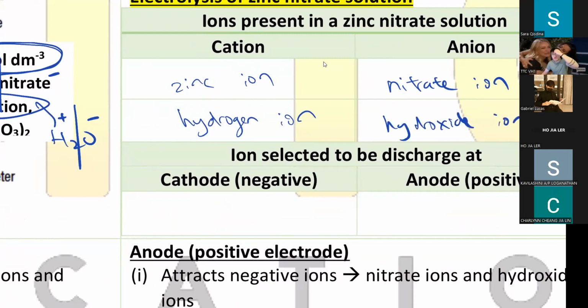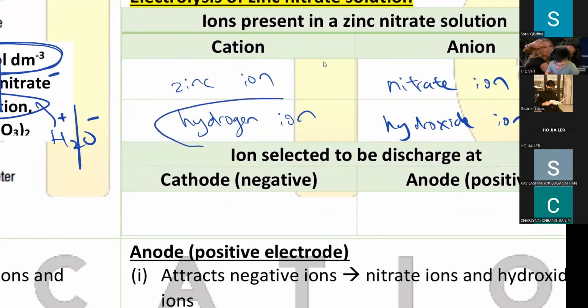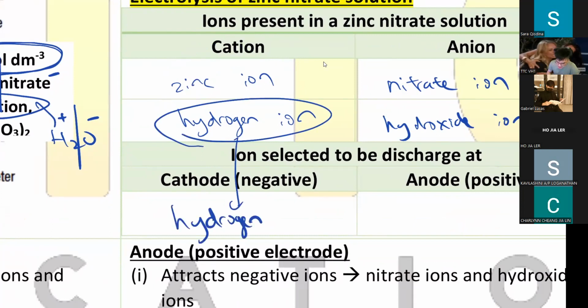Okay, so now guys, who to choose? Any change for the guy? No, I still choose hydrogen because it's ugly.